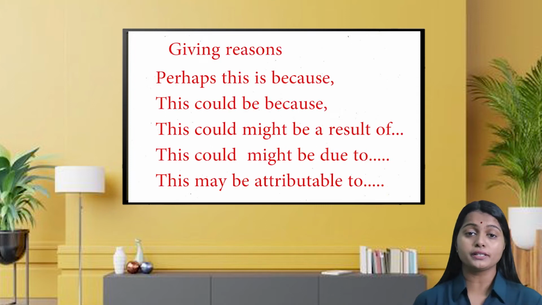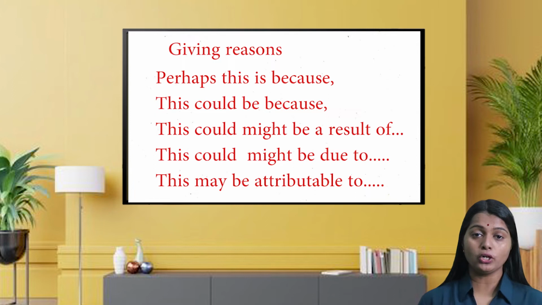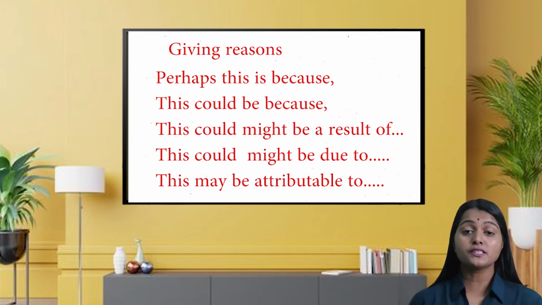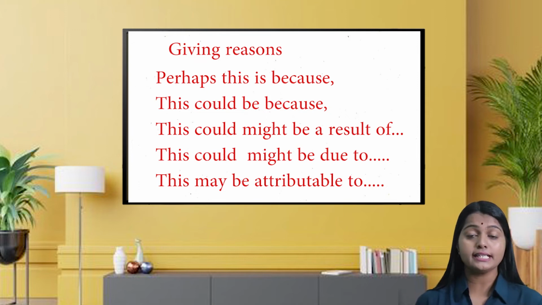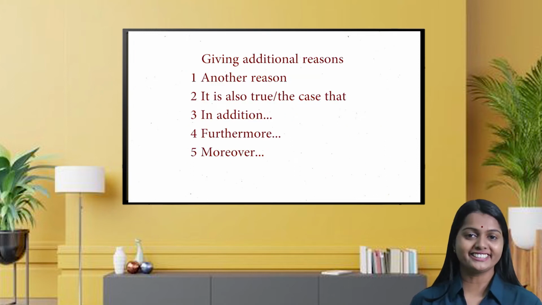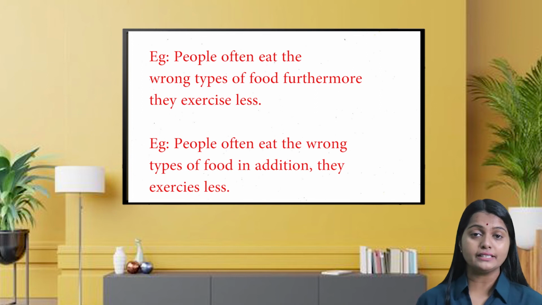And when it comes to the reasons why you think it is right or true, you can write the words perhaps this is because, this could be because, this could be a result of, this may be attributable to, or finally this could be due to. And when you are stating additional reasons: another reason might be, it is also true that, it is the case that, in addition, furthermore, moreover, etc. For example, people often eat the wrong type of food; furthermore, they exercise less. People often eat the wrong type of food; in addition, they exercise less.